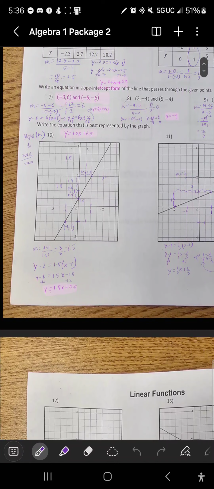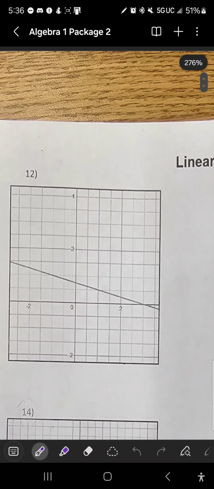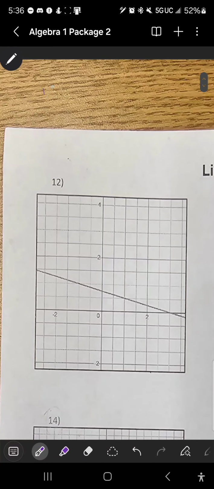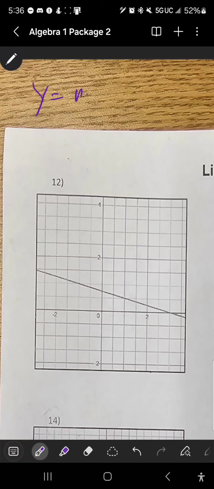The question is: write an equation that is best represented by the graph. What I like to do, like what I did last week, is just look at the graph. By just seeing the points with our eyes, we could see what the equation was, since we're using y equals mx plus b, where m is the slope and b is the y-intercept. And so we can do that by visualizing the graph.